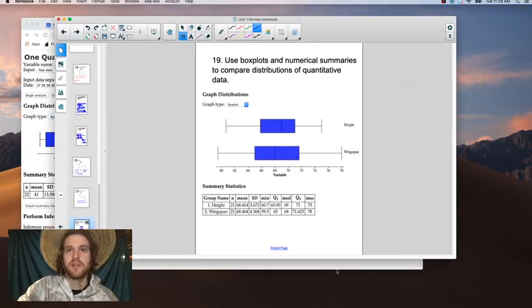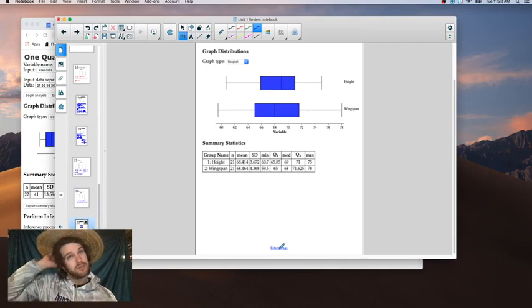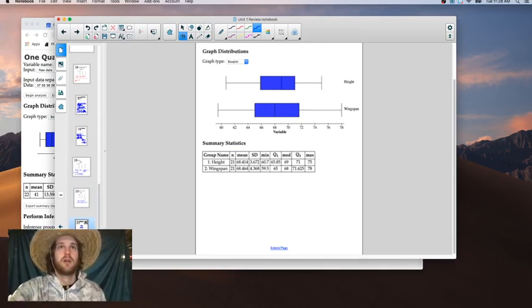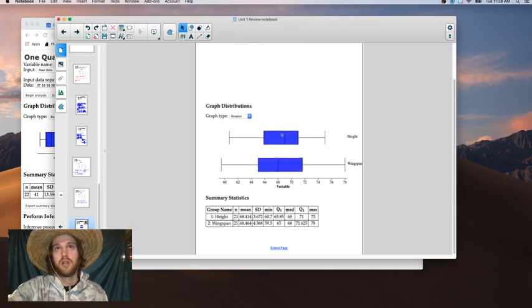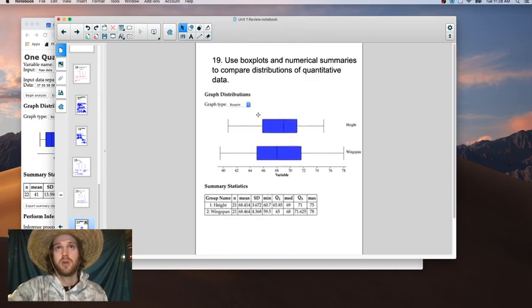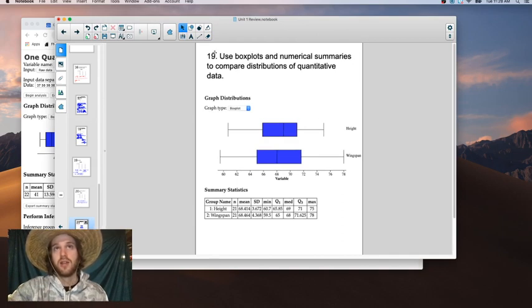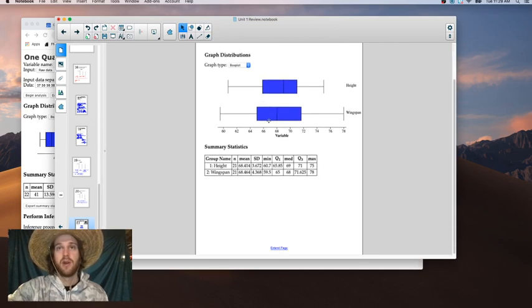This has been a long one, guys. The last learning target is use box plots and numerical summaries to compare distributions of quantitative data. So let's go ahead and do SOCV for both of these so we can practice doing that. All right, so how would I start?